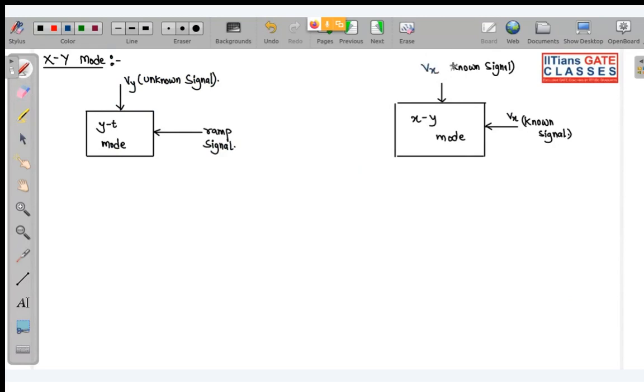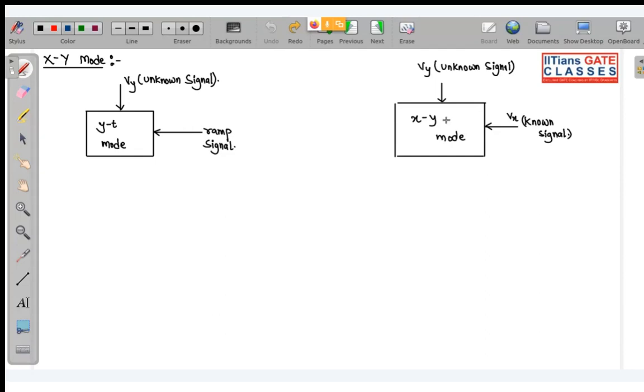So this is Vx, this is known signal. So in your XY mode of operation, what happens? I give in your, this was correct. I was seeing over here something else.